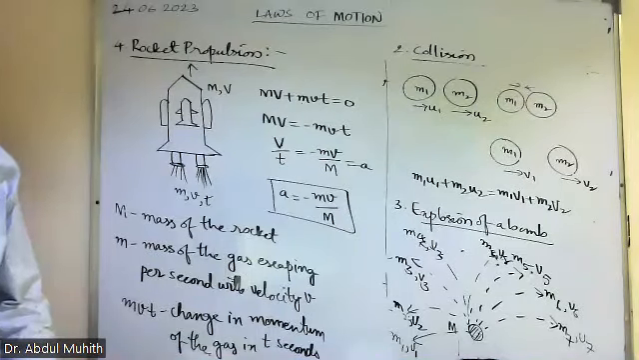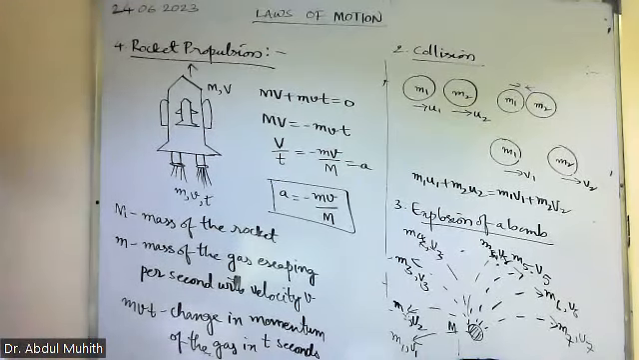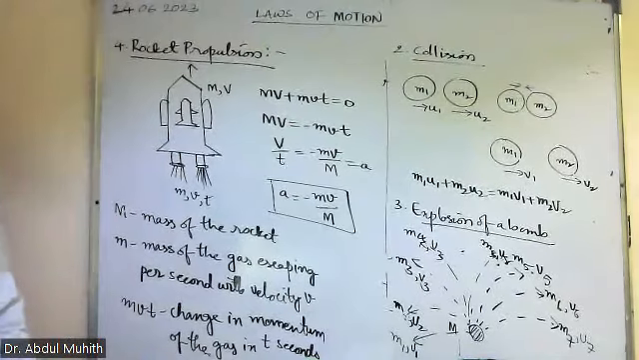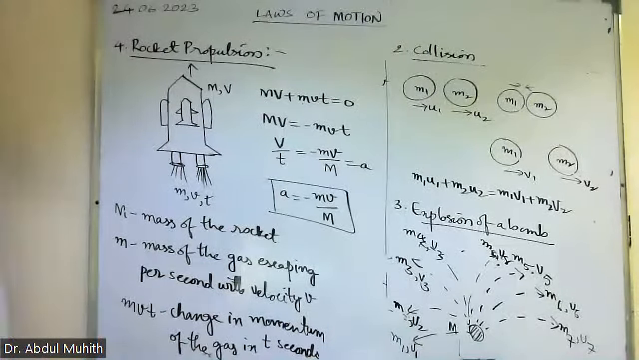Next one. Now we will go ahead with the next concept, that is banking of level road, motion of a car on the level road and banked road. Two concepts are there, and two very important derivations that we will do now. After those two derivations, we will start numericals.